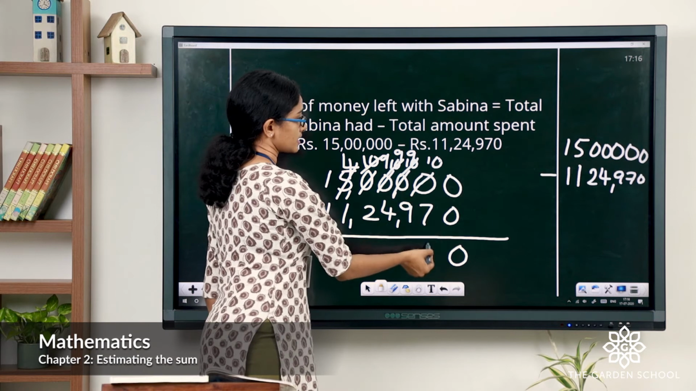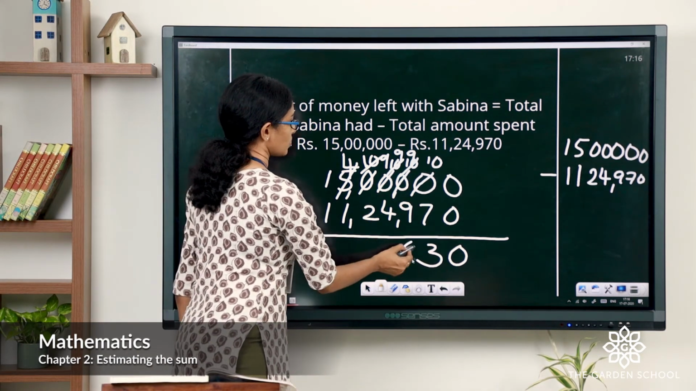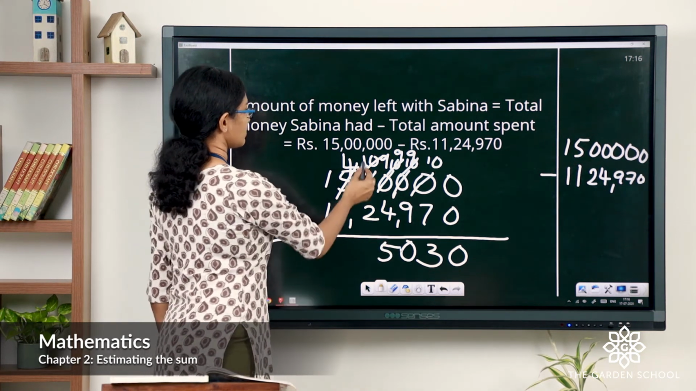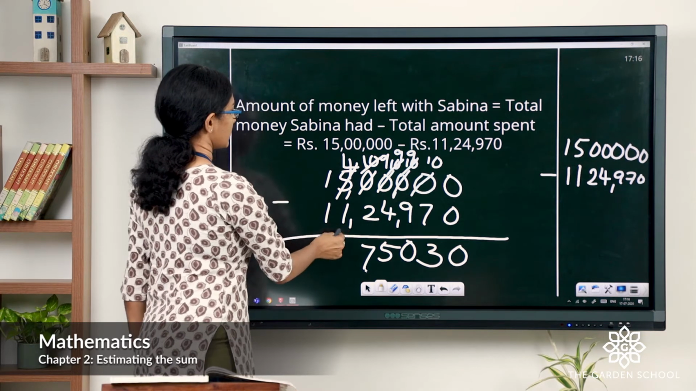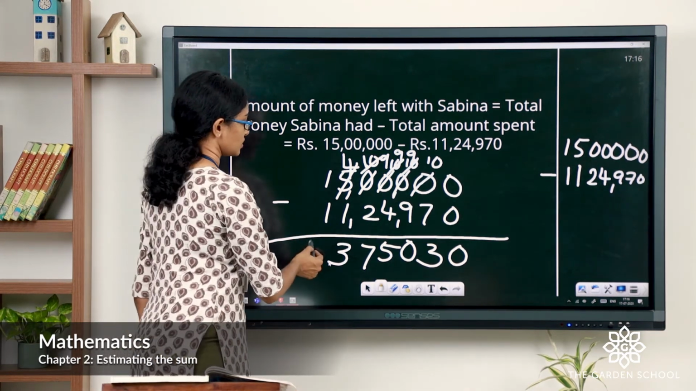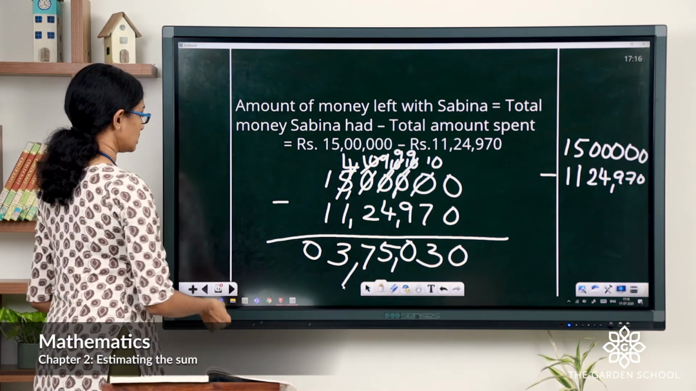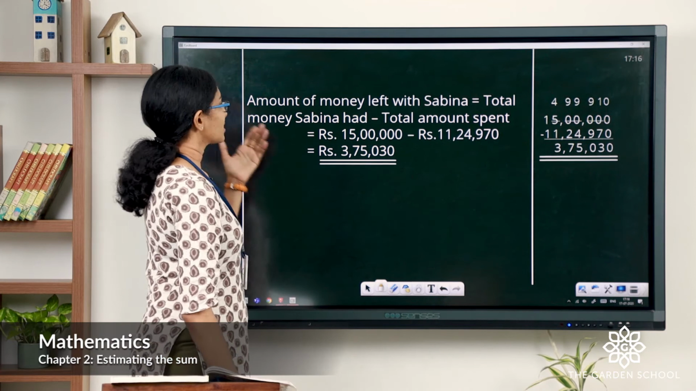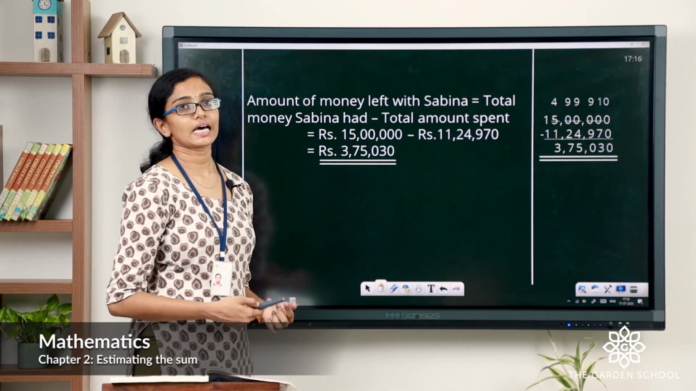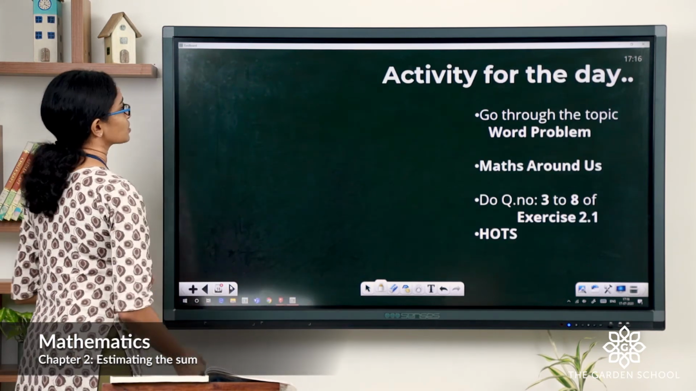So what do we have now? We have 10 minus 7, a 3 here. 9 minus 9 is 0. 9 minus 4 it's 5. And 9 minus 2 is 7. 4 minus 1 is 3. And 1 minus 1, that is 0. Now let's insert the commas. So what is the answer? The amount of money left with Sabina equals rupees 3,75,030. I hope this is clear to you.